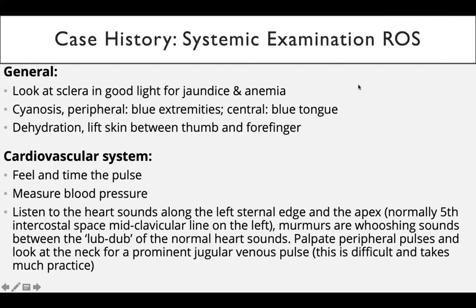Okay. So review of system, as you already know, you go for the general: jaundice, anemia, you look for cyanosis, peripheral, blue extremities, and central, blue tongue, right? And then go for dehydration: lift the skin between the thumb and forefinger, or you can just look for pallor for anemia, and jaundice, yellowing of the skin. So this will help with a general review of the system or systemic examination. ROS means review of system. We have done the oral examination, intraoral and extraoral, and now we are going over the other systems which have some association with the current condition.